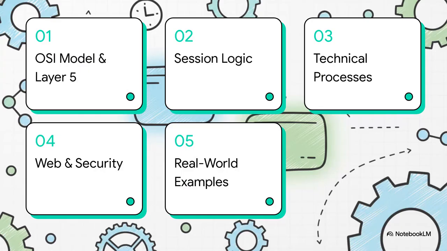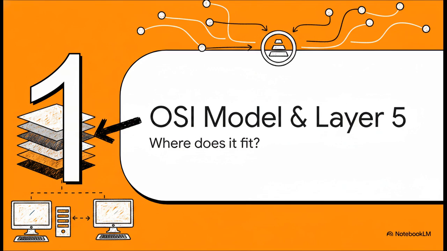Okay, let's dive right in. Here's a quick roadmap for our explainer today. We're looking at the OSI model and Layer 5's place in it. Then we'll break down the core session logic. After that, we'll get into the technical processes, talk about web and security applications, and finish up with some real-world examples.